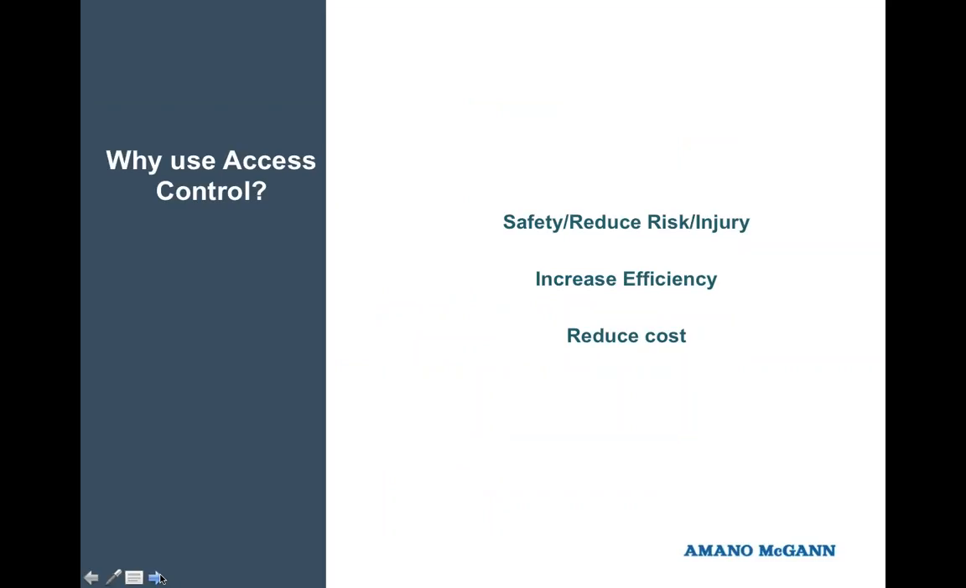The three reasons why you typically use access control is, number one, to protect your people and your access and reduce the amount of risk and injury that is possible within an organization. You use it to increase your efficiency because you reduce the need for manual monitoring, and you reduce the costs by implementing a solution that's almost self-monitoring.